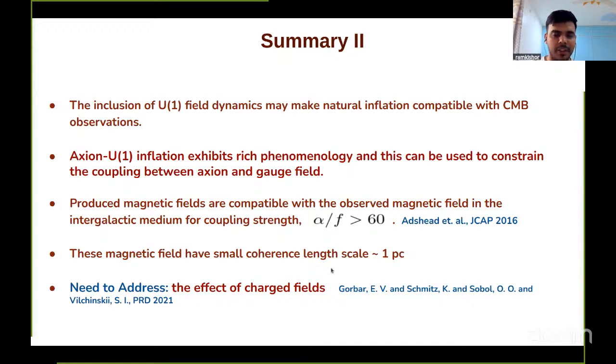But these magnetic fields are also very small in coherence scale. They peak roughly at parsec scales, since the peak is typically at the horizon size at the end of inflation, and if inflation happens at a large energy scale, like 10^14 GeV, the coherence scale will be small. Another point to highlight is that we have neglected the dynamics of the charge field, but once you produce a gauge field, the charge field can also play a role. It can be produced because of the Schwinger mechanism, and it can further affect the dynamics, and may give an even smaller magnetic field that may already be below these bounds. That is work in progress, and we will report it soon.